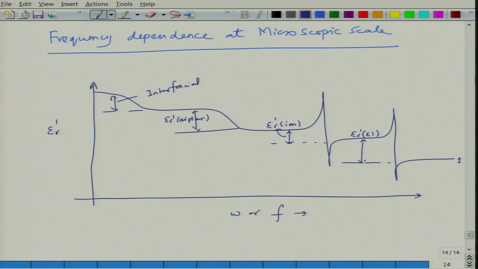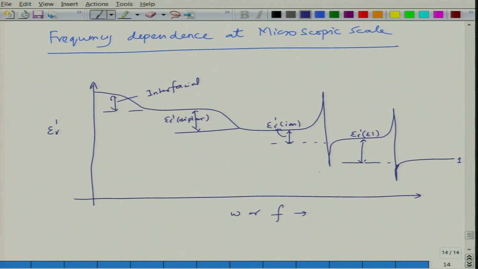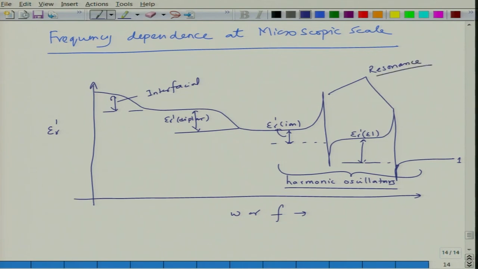Now we see some interesting features here. At high frequencies, when you transition from 1 to epsilon r electronic, there is a resonance kind of peak. What is the reason for this resonance? Similarly, as you transition from electronic to ionic, you see again a similar resonance kind of peak. These are peaks also encountered in mechanical oscillators, when you have a resonance. So we will model ionic and electronic polarization on the basis of harmonic oscillators. We will call these two resonance peaks, and we will see how they come about.